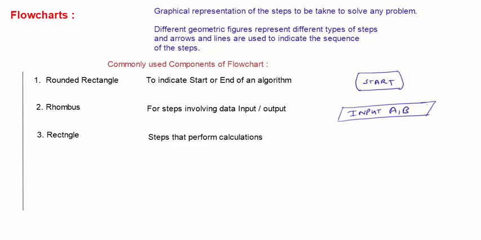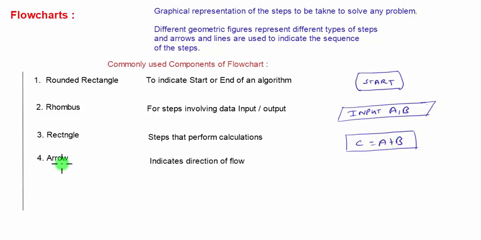Next is the rectangle, a very commonly used component. It is used to indicate some kind of calculation. For example, suppose I want to add A and B and store into C. I can simply draw a rectangle, and in that I can write the step as C equal to A plus B.